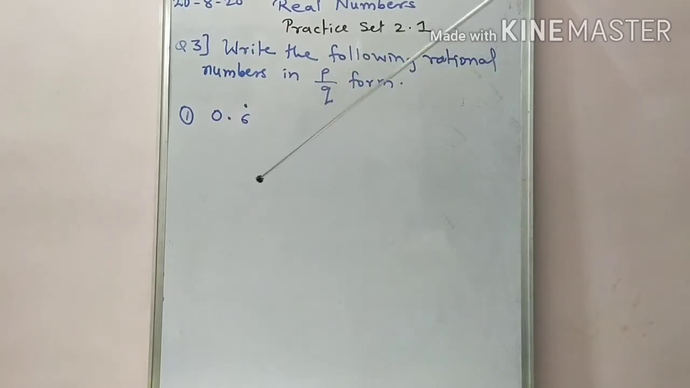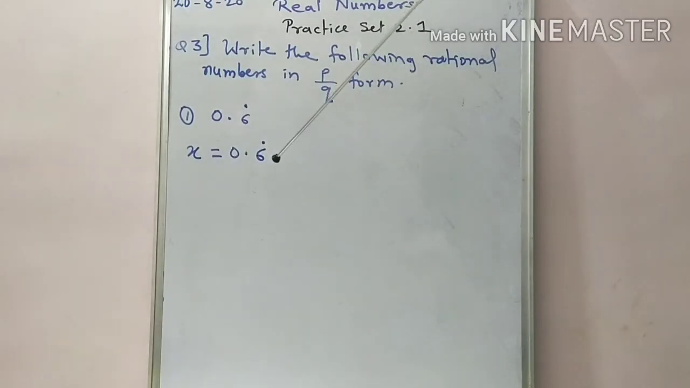and the decimal form is non-terminating recurring form, and you have to convert it into P upon Q form. Okay, so there is a method to write those given decimal numbers in P upon Q form, so pay attention over here.